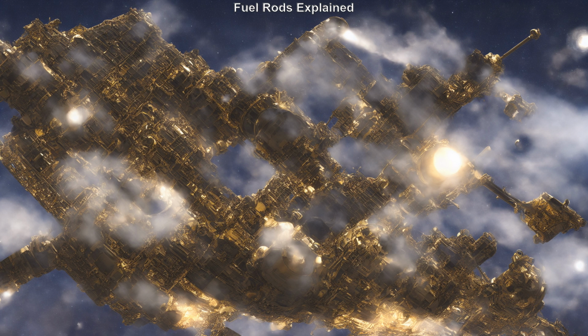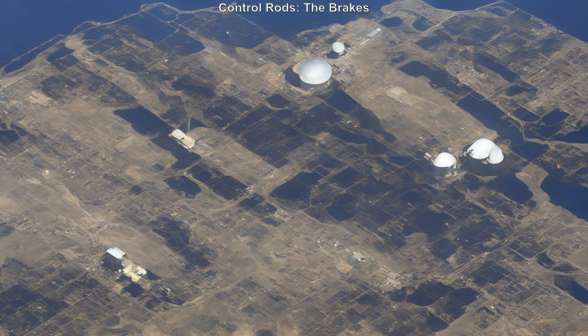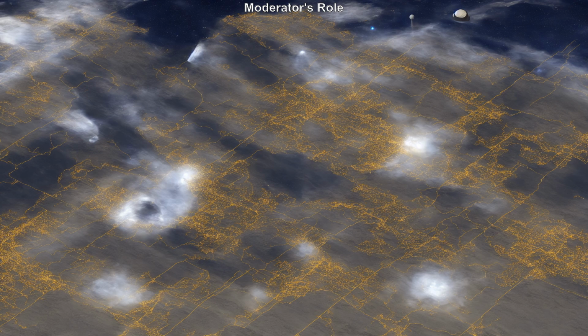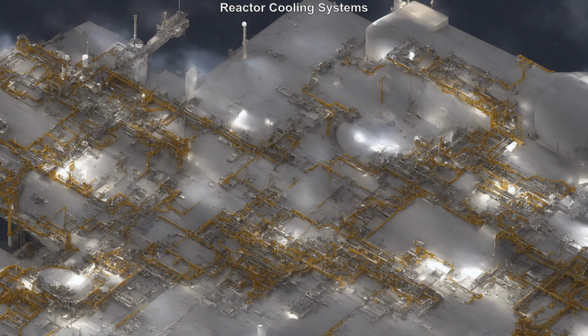Fuel rods contain pellets of enriched uranium dioxide. The arrangement maximizes neutron interactions, ensuring efficient fission. Control rods made of neutron absorbing materials like boron or cadmium can be inserted or withdrawn to slow down or stop the fission reaction. A moderator, often water or graphite, slows down neutrons, increasing the probability of them being captured by uranium nuclei and causing fission.